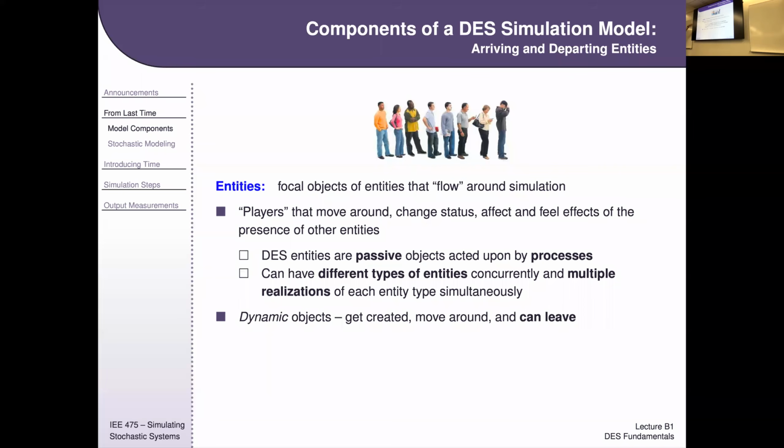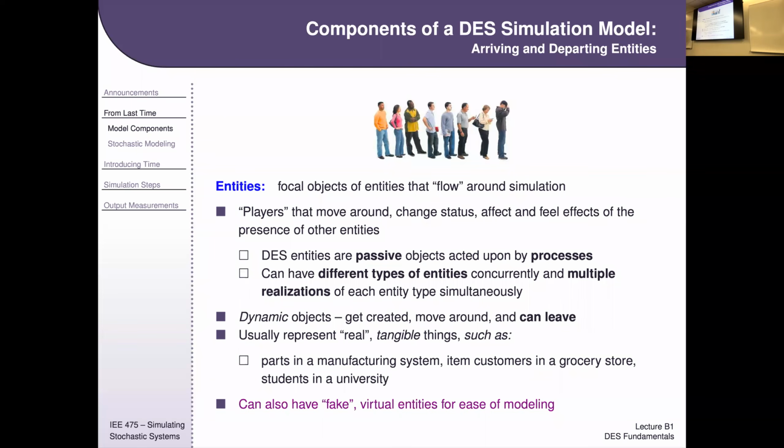Okay, entities are focal objects that flow around the simulation. We already talked about this. Like I said, they're passive. They get created, move around, and can leave. These are usually equivalent to real tangible things like real students in the classroom. They don't have to be. I'll give you an example coming up where we change the relationship between resource and entity. There are a bunch of other more advanced examples that you'll see later on in the class as you work through labs, where you can have these sort of fake entities.